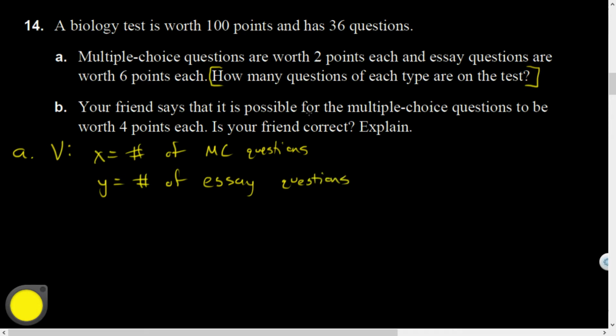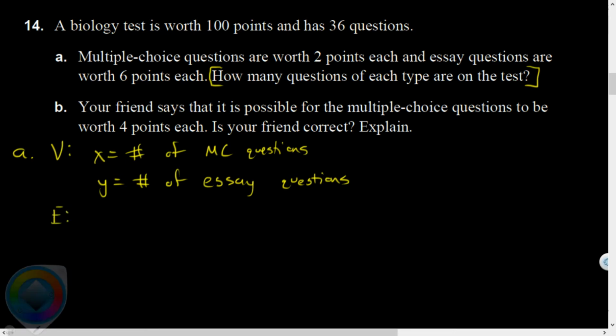So last time, our variables represented how much things were worth. This time, our variables represent how many of each there were. And we happen to already know how much they're worth, right? So here are my variables. Let's write our equations.